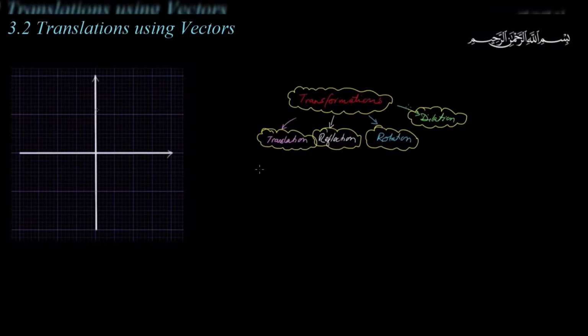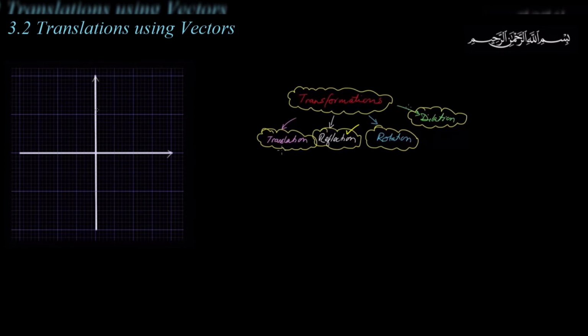Bismillahirrahmanirrahim. If you recall, last time we talked about transformations, and we said there were four types of transformations: translations, reflections, rotations, and dilation. Last time we talked about reflection and how we reflect objects in a Cartesian plane.